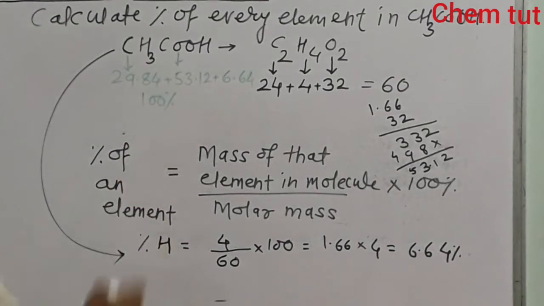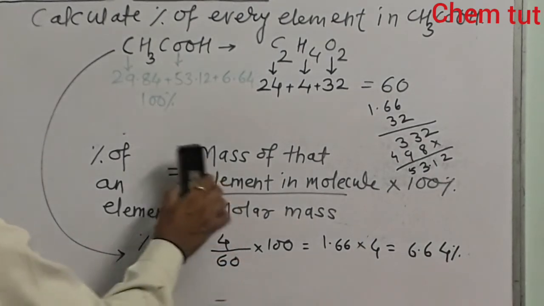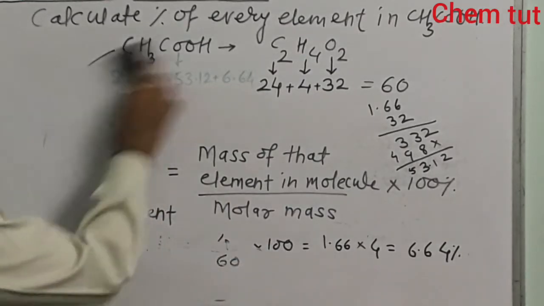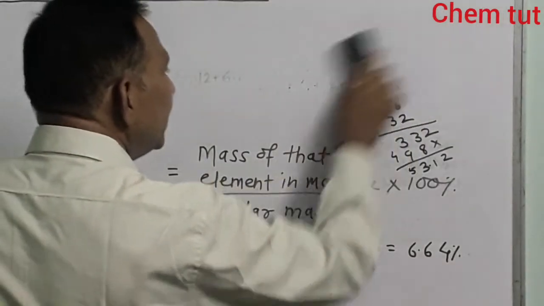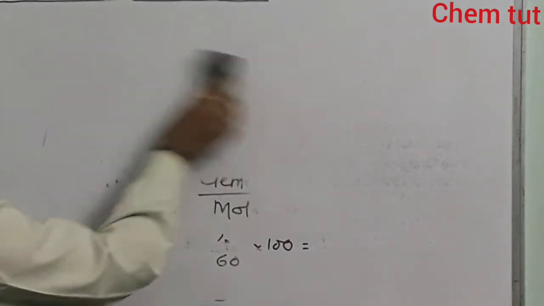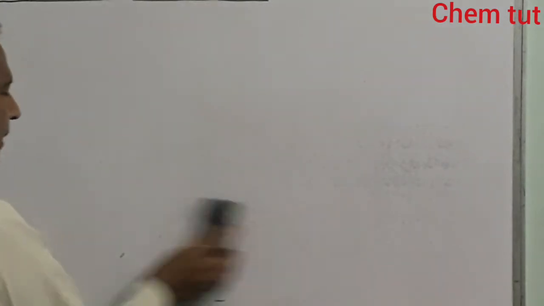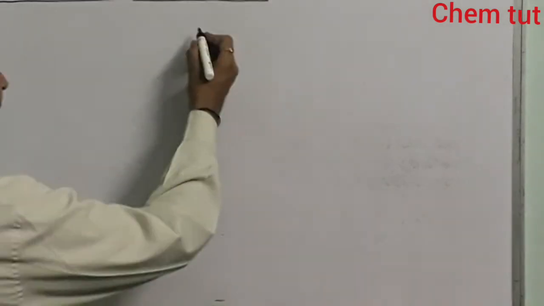So in this way you can calculate the percentage of any element in the molecular formula, or you can calculate the percentage composition of every element in the molecular formula. So which are the questions normally asked on percentage composition? Some typical examples are there on which you may be asked to calculate the percentage composition of every element in the molecular formula. So I will list some compounds over here. You can try them for percentage composition.